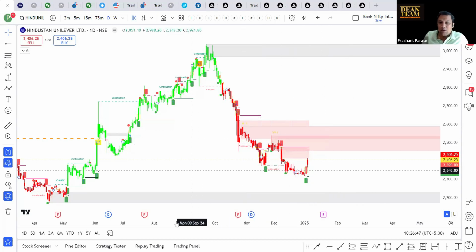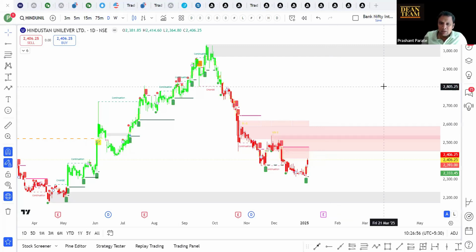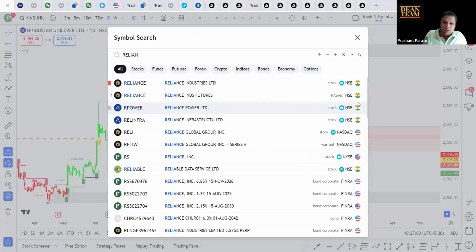So these things come with time. Gold in USD, I will check gold at last. I'll check Reliance first. We'll first check all the stocks.